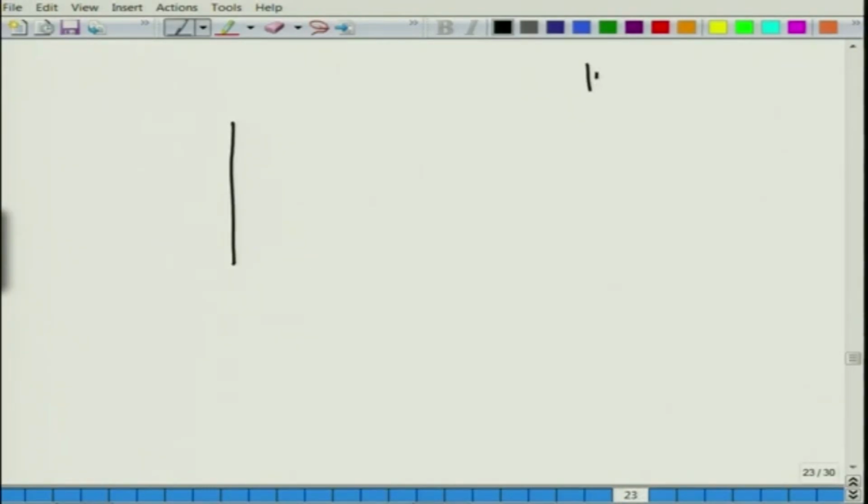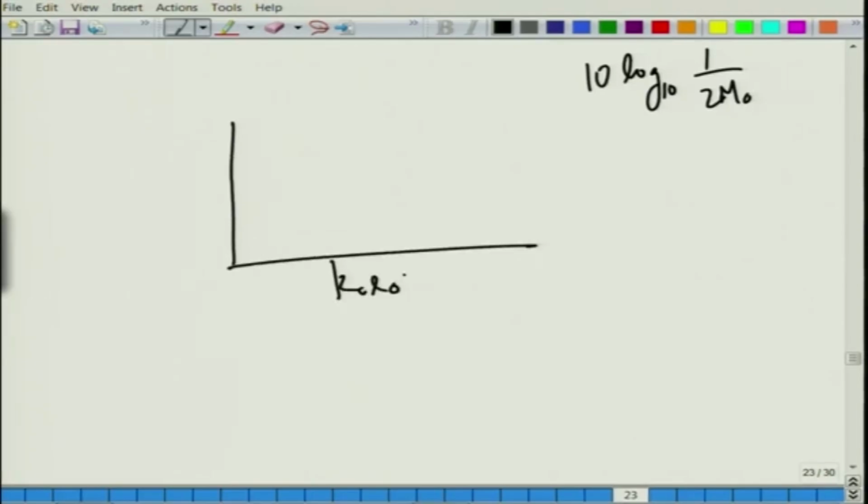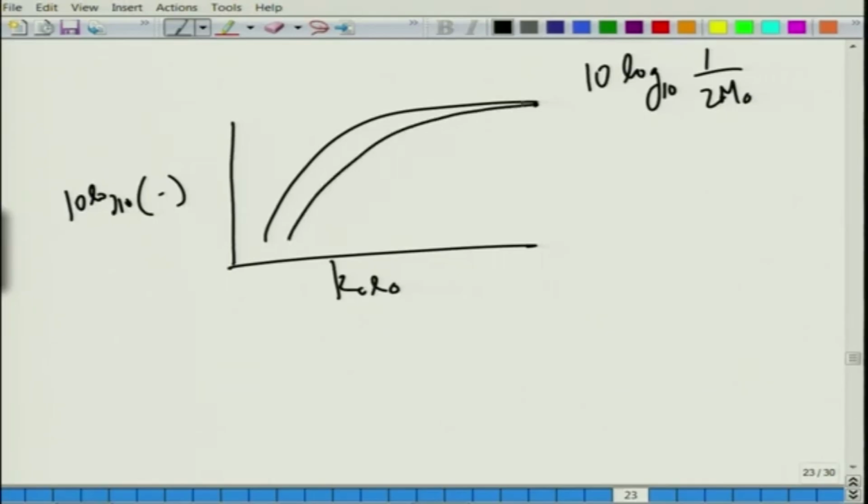So, we would get this as 10 times log of 10 and 1 by 2 by m naught. Basically at very low frequencies, let us say this is k naught r naught and this is your 10 times log of 10 entire quantity. It will go like this. So, the greater the Mach number, the greater the difference will be in low frequencies, and then they will converge. So, this is the result for m naught 0, and let us say this 0.3, 0.15 and so on.